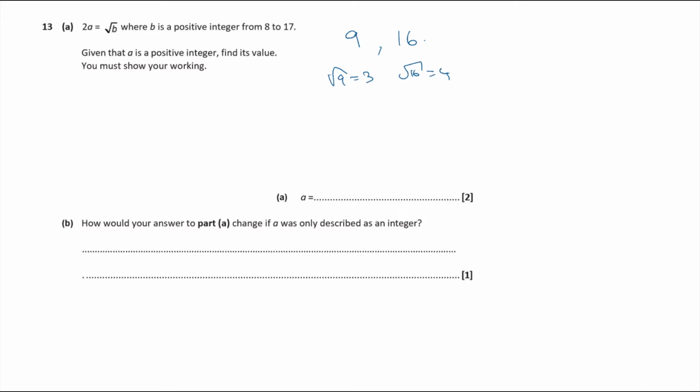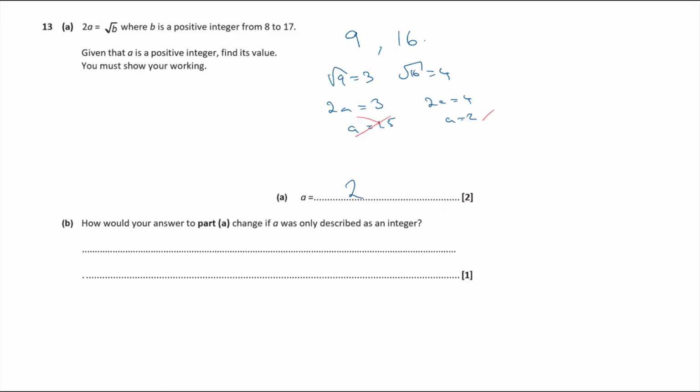But remember, we're looking for the value of a, and 2 lots of a are going to be equal to that number. Now if I said that 2a was equal to 3, then a would be 1.5. Now that's not a positive integer, because it's a decimal. So that can't be right. So 2a could be equal to 4, in which case a was 2. That looks okay. So that's actually the only one that works, isn't it? So it has to be that a is 2. That's the only way. So 2a is 4 and the square root of 16 is 4, so they match.